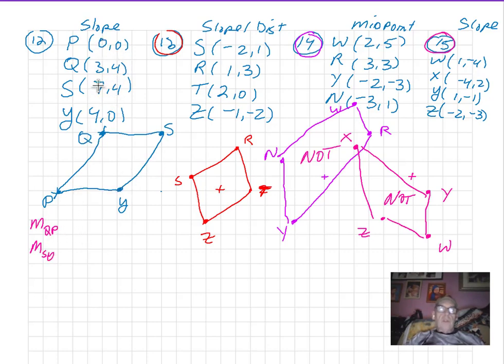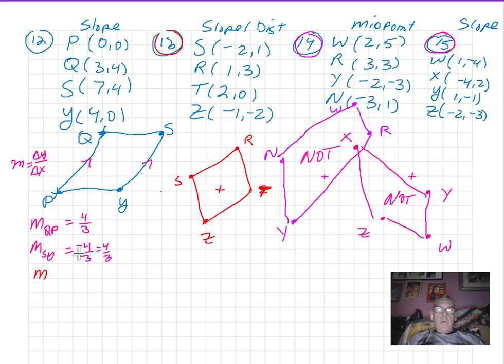So Q to P, the slope, the change in y. Remember, slope is change in y over change in x. The change in y from Q to P is 4 over 3, or 4/3. The slope from S to Y is negative 4 if I go from Y to S, over negative 3, which is the same thing as 4/3. So QP and SY are parallel to each other. Now if I can show that QS and PY are also parallel, we have a parallelogram.